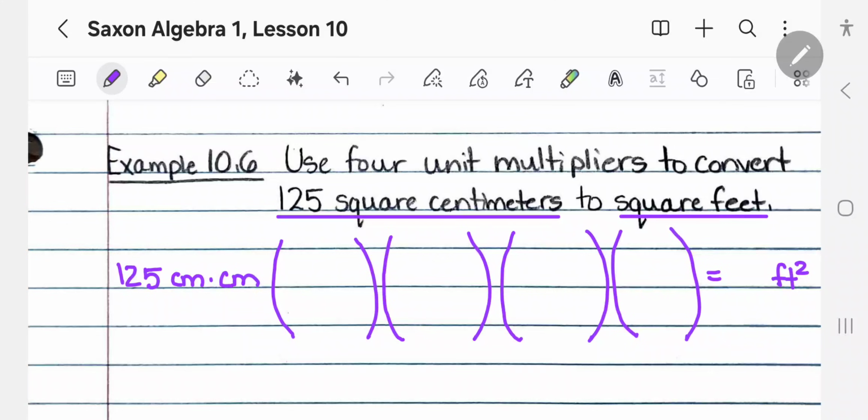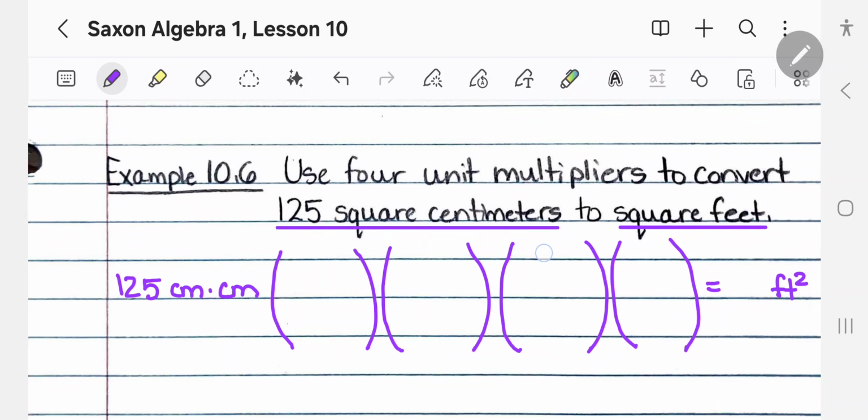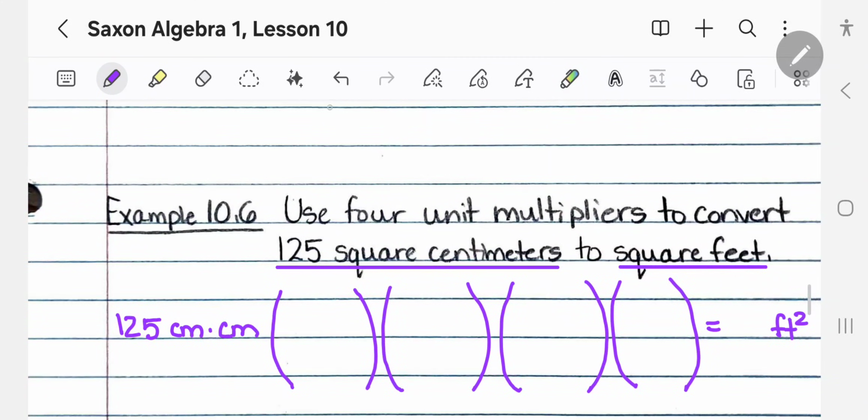So let's think, what do we know about getting from centimeters to feet? Ooh, I don't know anything about centimeters and feet. But like in the last problem, we knew something about centimeters, we said that 1 inch is equal to 2.54 centimeters. That would get us to inches. And then we know how to get from inches to feet, right?